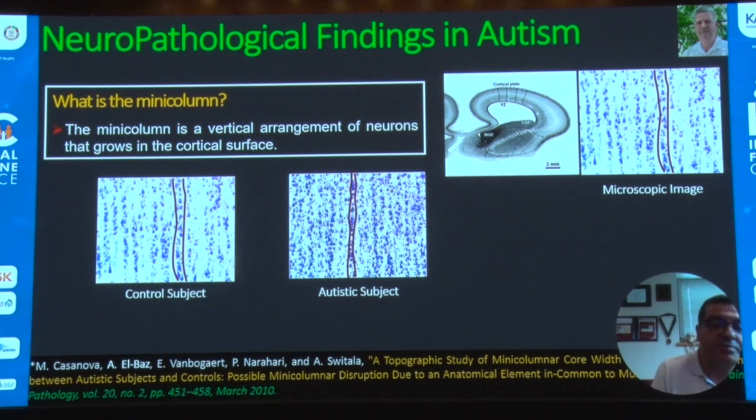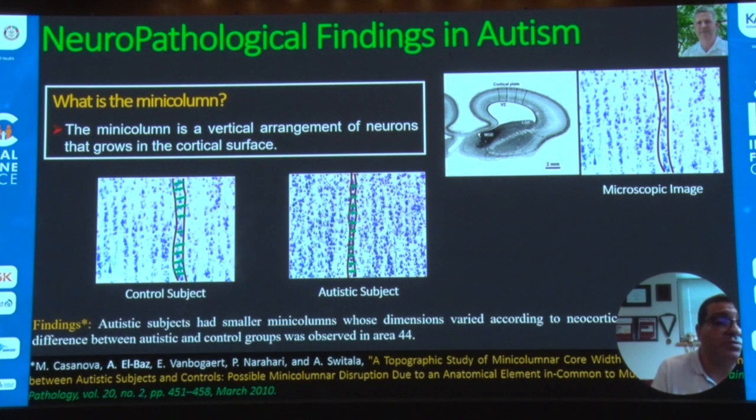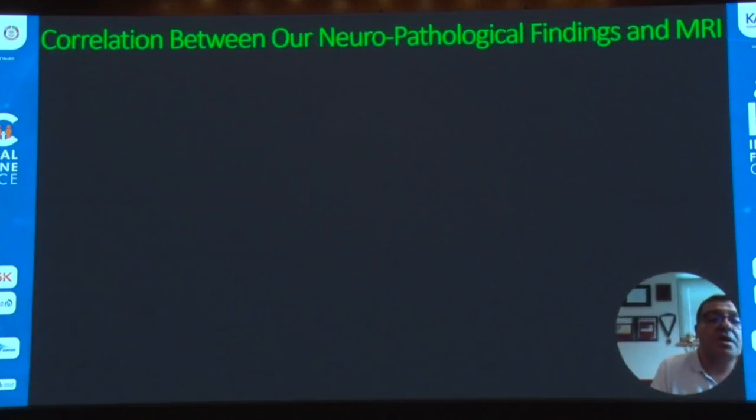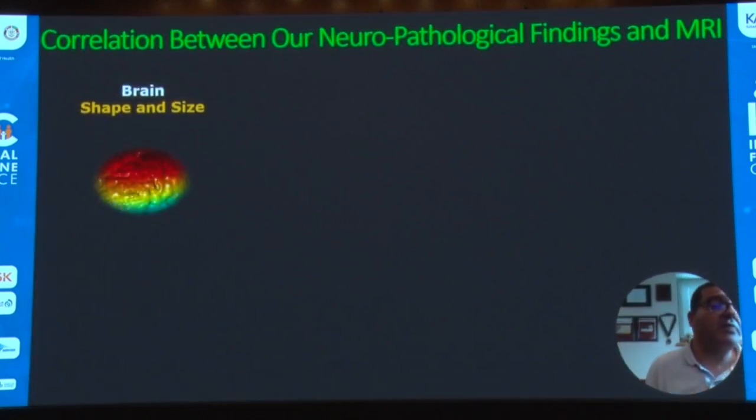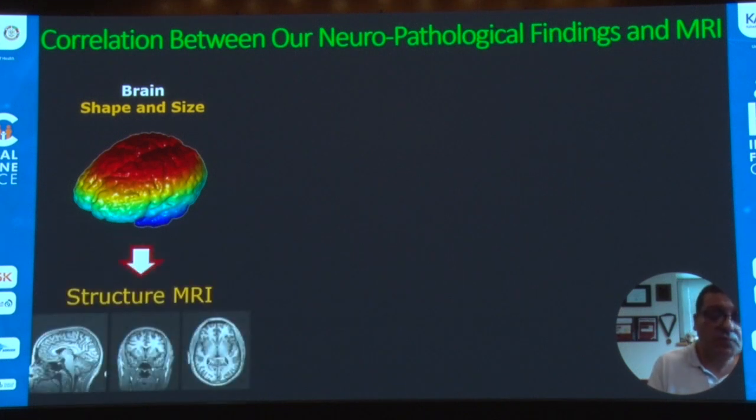In this paper that we published in Brain, we mentioned that the mini column in autistic is thin compared with control. Second, the number of neurons in autistic is many compared with the control. This is why the size of the brain of an autistic subject is bigger than the size of the brain of a control subject. This is why we use big brain to refer to the autistic subject or autistic brain.